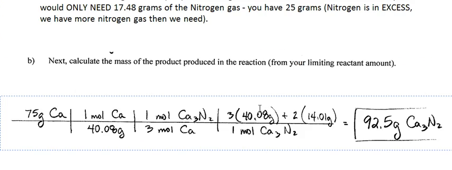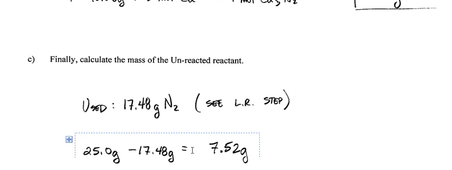How are you going to determine how much is left over? Hopefully you're saying take the difference. And what you'll do is take the 25 grams minus how much is used or consumed, and this will tell you how much of the unreacted reactant remains.